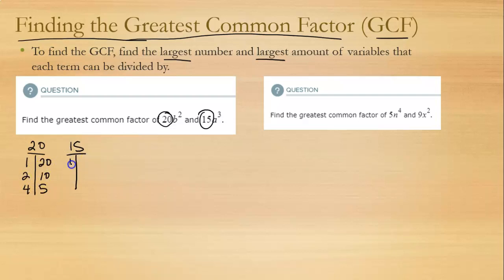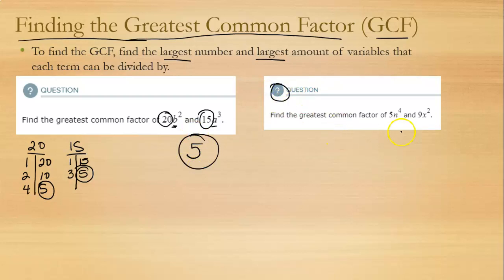So now let's do 15. 1 and 15. 2 does not work. 3 does. 3 times 5. 4 does not work, and we've already got 5, so we're done. We're looking for the largest number that 15 and 20 can both be divided by, and that's 5. These don't share any letters in common at all, so the largest number that 20b squared and 15a to the third can be divided by is just 5.